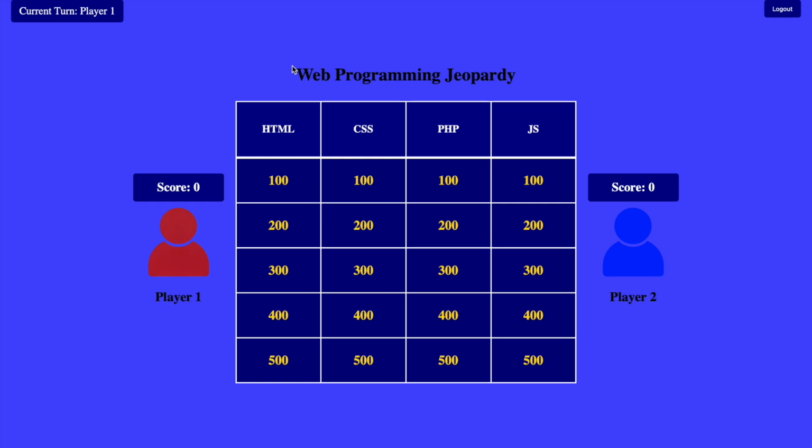So first we have our title up top, which is Web Programming Jeopardy. And then we have our table, which contains our categories and our questions. So our 4 categories are HTML, CSS, PHP, and JavaScript. These are all web programming languages that we have been learning throughout the semester. And then as you can see here, we have 5 questions per category, and whenever we hover, they change color.